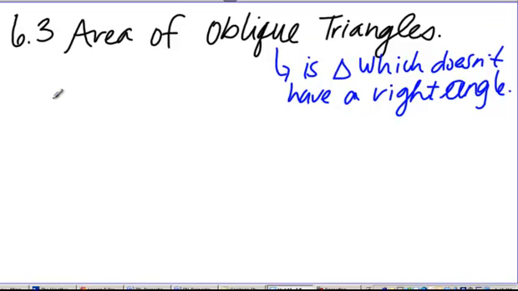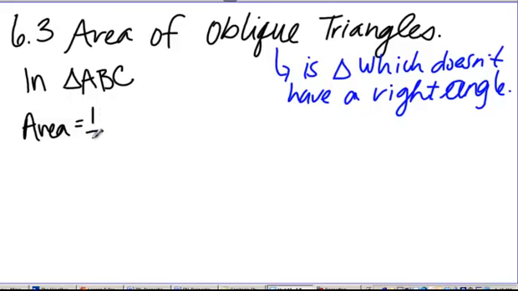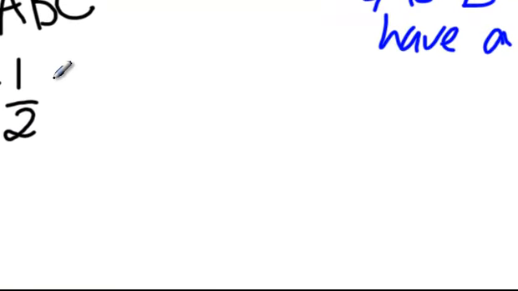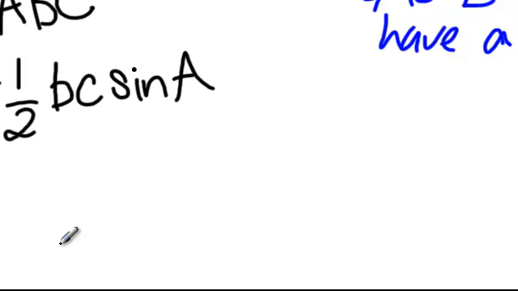Okay, so let me just give you the formula first. I feel like that's probably the best way to handle it, so you can highlight it and box it out in your notebook. So in triangle ABC, the area of the triangle equals 1/2, but you're not going to use base, I meant B. You're going to do side length B times side length C times sine A.